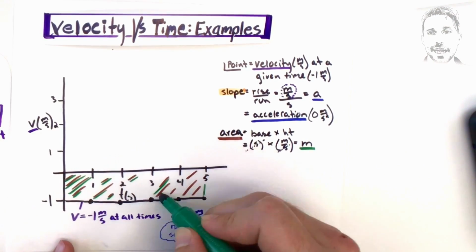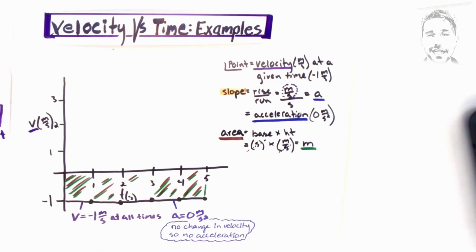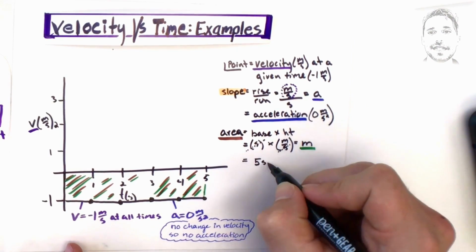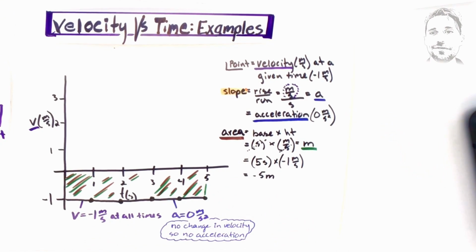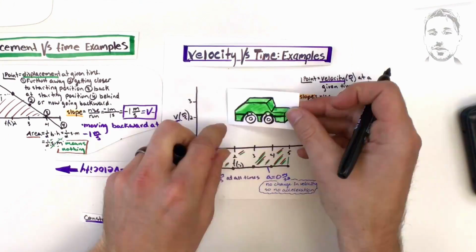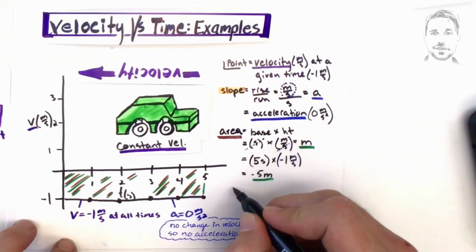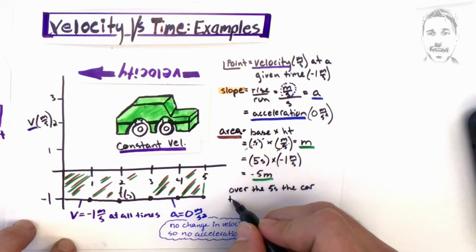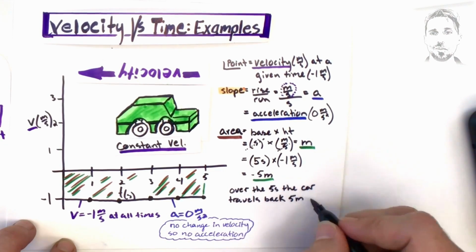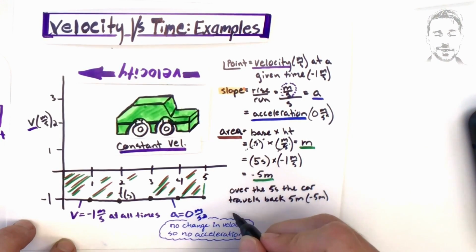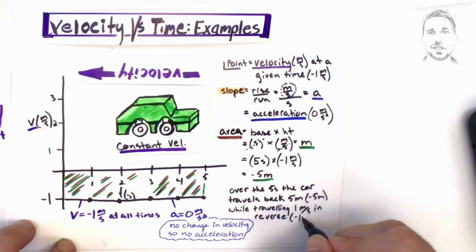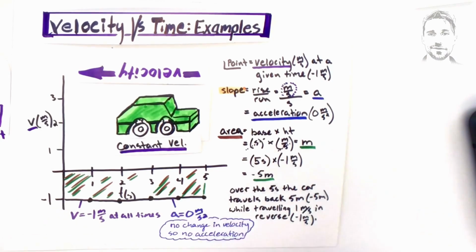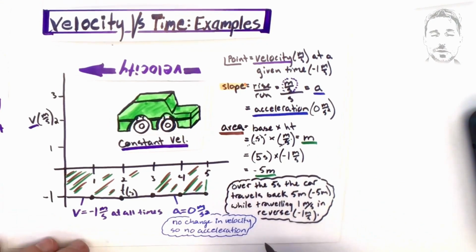But notice, I forgot to note this, but you're in the negative part of the graph, so this is a negative, and I did write it down there. That's a negative 5 meters displacement. So over the 5 seconds, the car travels backwards 5 meters. That's that negative 5 meters, while traveling 1 meter per second in reverse. And reverse simply means negative 1 meter per second. So there's our velocity time graph for that negative slope that we had at displacement time.